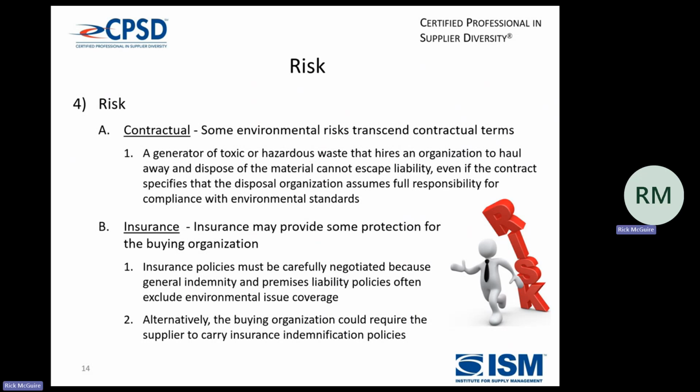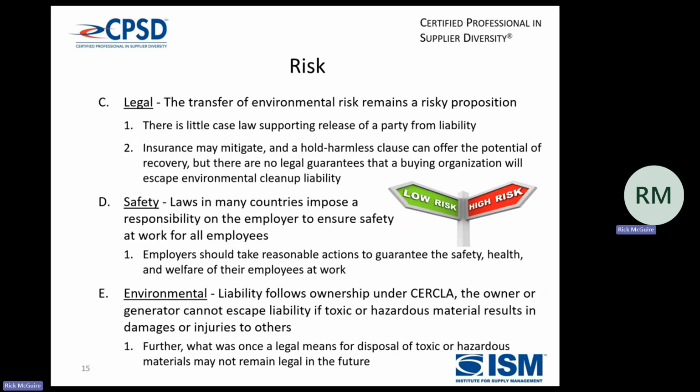Insurance may provide some protection for the buying organization. So insurance policies must be carefully negotiated because general indemnity and premises liability policies often exclude environmental issue coverage. Alternatively, the buying organization could require the supplier to carry insurance and indemnification policies. The transfer of environmental risk remains a risky proposition. You can't really transfer all of it.